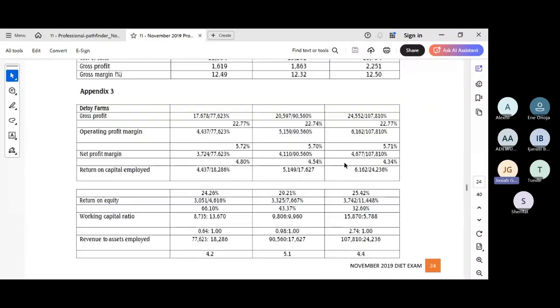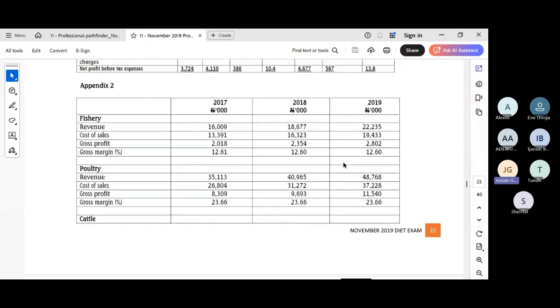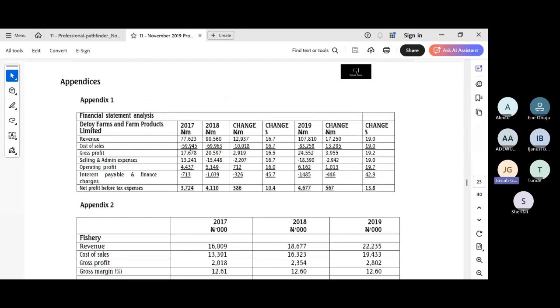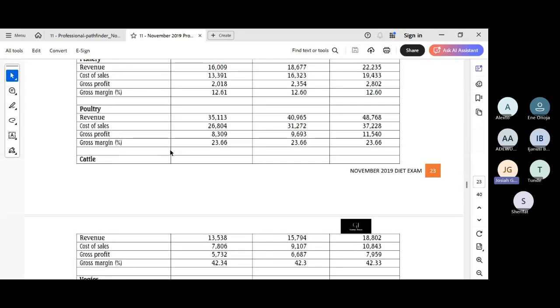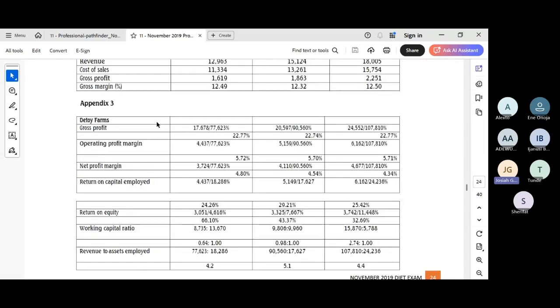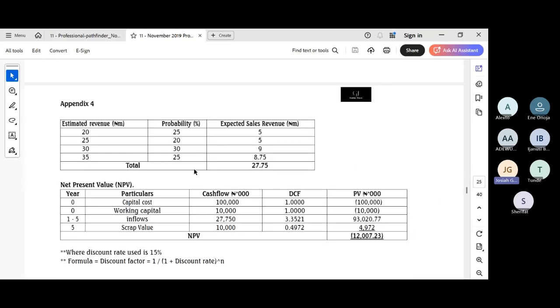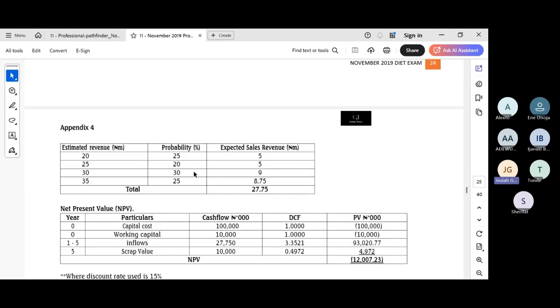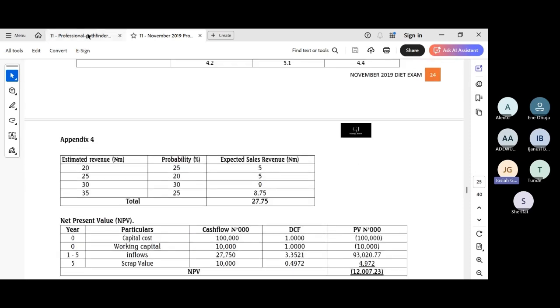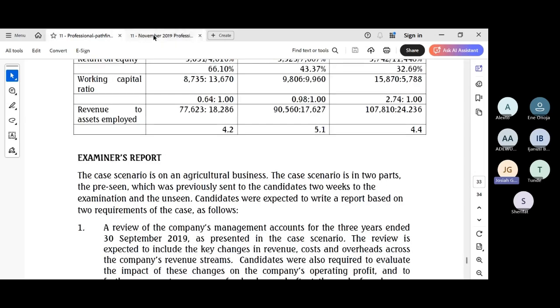So I said Appendix 1 is the change, Appendix 2 is the revenue stream computation, then Appendix 3 is the ratios, about 1, 2, 3, 4, 5, about 7 of them. Then Appendix 4 is for requirement 2, which is the business proposal. So just 4 appendices, and they are stratified correctly for you.